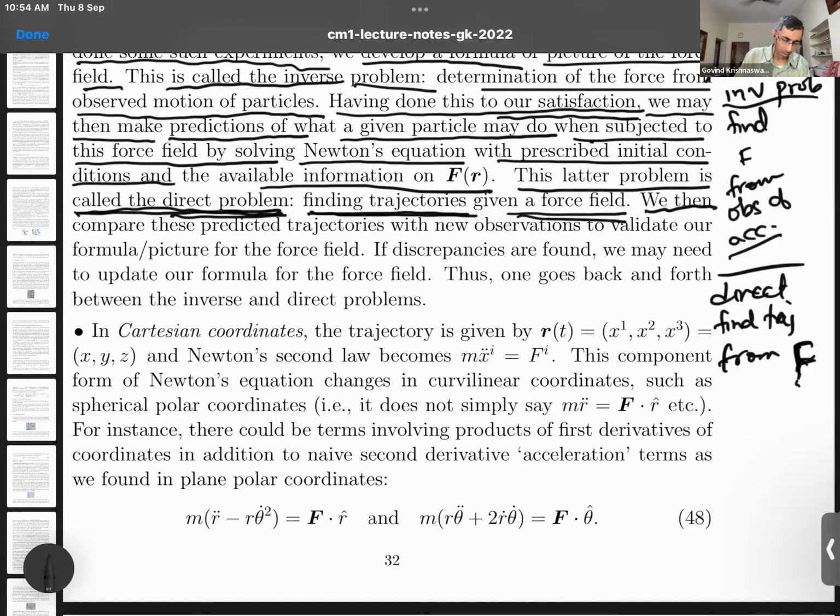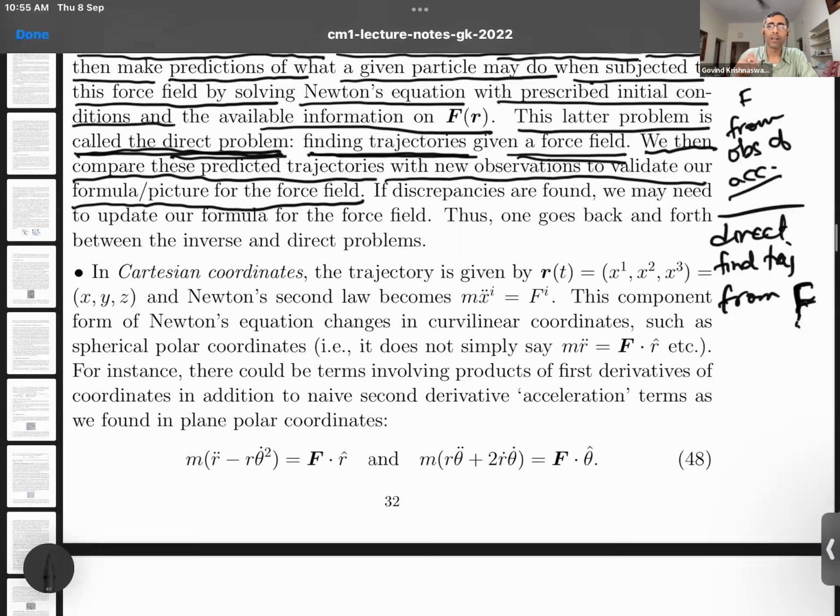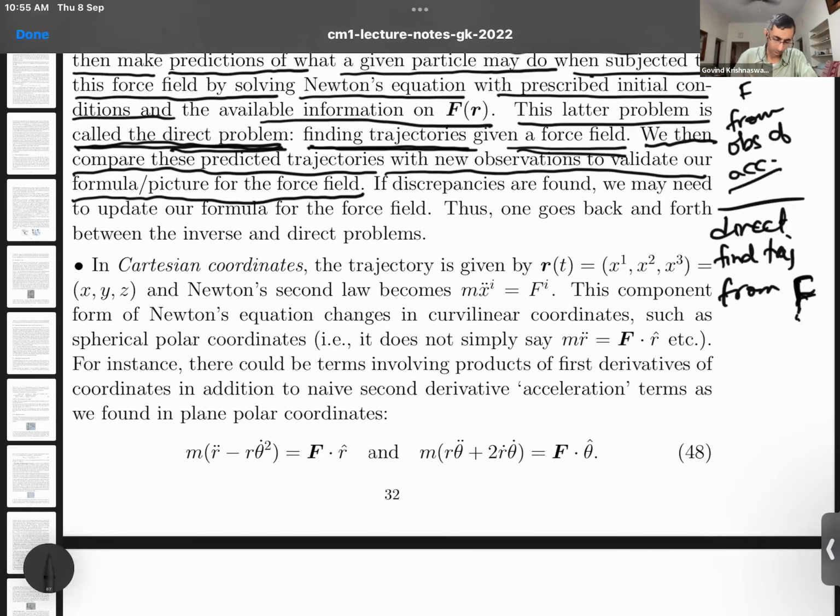All right. Then we compare these predicted trajectories. The predicted trajectories are purely mathematically found, because you have the map of the force field, you have the initial location, initial velocities. You solve that equation either by hand or by computer or whatever procedure, and thereby you get the trajectory purely through theoretical means, through mathematical means. Then we compare that predicted trajectory with new observations of such a particle, and thereby validate our formula or picture for the force field. So we are validating the force field that your friend found the previous day.